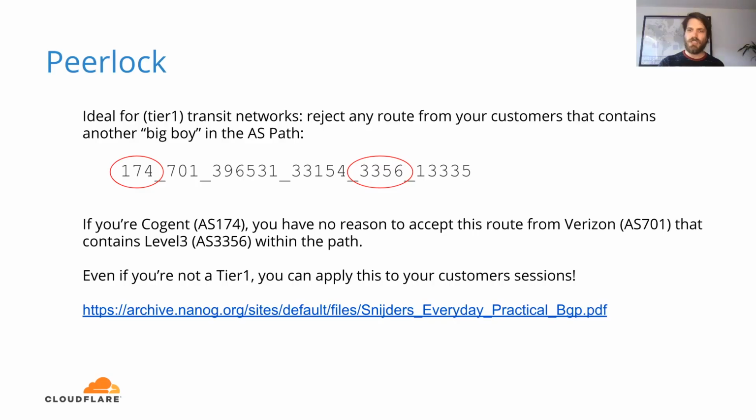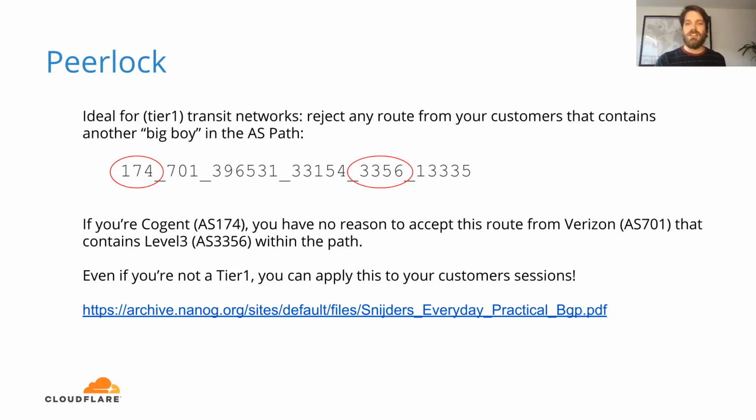So we now have an understanding of what really happened and which problems we've encountered. So maybe let's touch on solutions. One of the first solutions some of you may think of is Peerlock. So let's have a quick chat about Peerlock. With Peerlock, you reject routes from your customers that contain another tier 1. If you are a tier 1, such as, in this case, Cogent, you have no reason to accept a route from Verizon that also contains Level 3 in the path. But again, even if you're not a tier 1, you can and should apply this to your customer sessions.